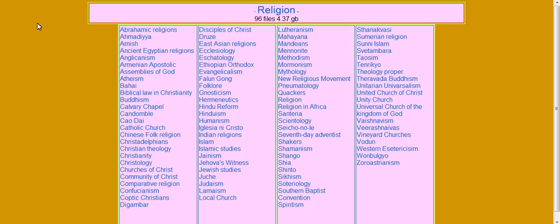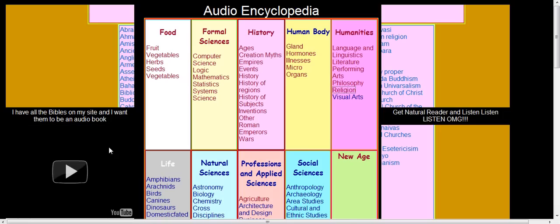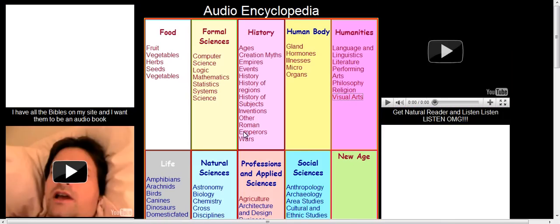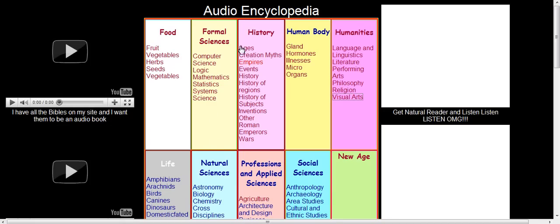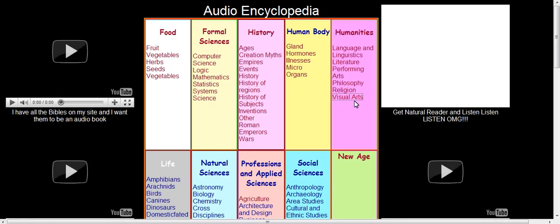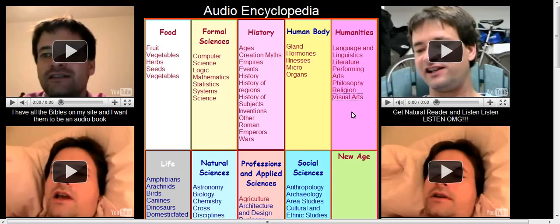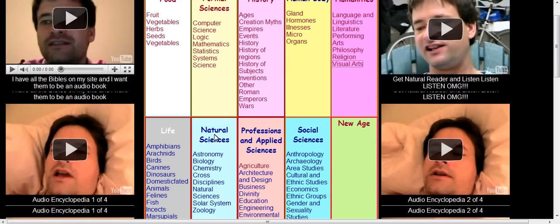Religion. Here's all the different kinds of religion that have a really long thing written about them. And then visual arts is another thing in the humanities. These are all the things in visual arts: painting, drawing, photography, printmaking, sculpture. So yeah, this is all history. This is also humanities, I guess, communications between people. And then history is everything that happens. Formal sciences is stuff like doing experiments.